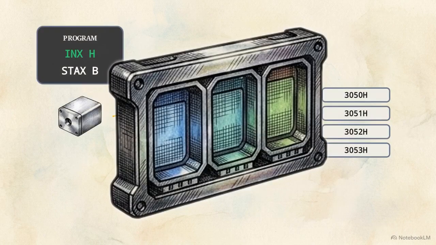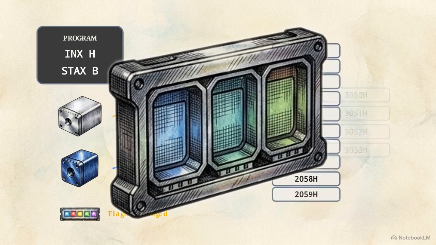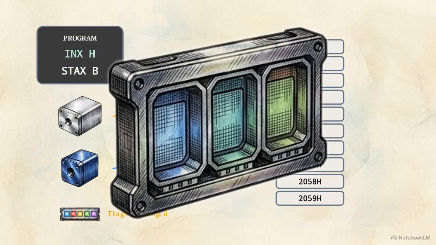The INX H command advances the pointer to the next memory address without altering any status flags. We can then use a second pointer pair, like BC, to store that data elsewhere using the STAX B instruction. Using pointers allows a single block of instructions to scan through thousands of memory locations by simply incrementing the register pair in a loop. Binary math can create issues when working with decimal numbers.